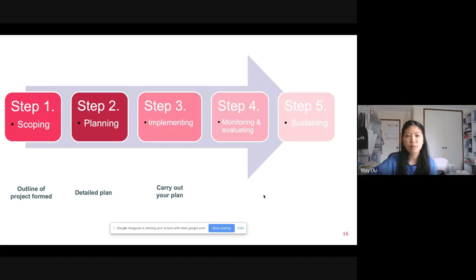So step number 3 is implementing, when you're actually carrying out that plan. Step number 4, monitoring and evaluating. So checking that the plan is working, constantly reflecting. And step number 5 is sustaining. So making it better for the long term.